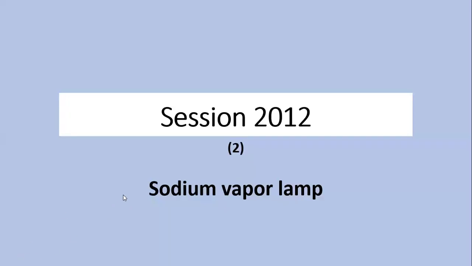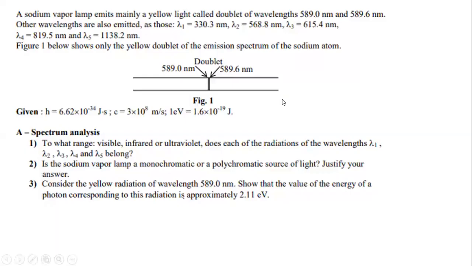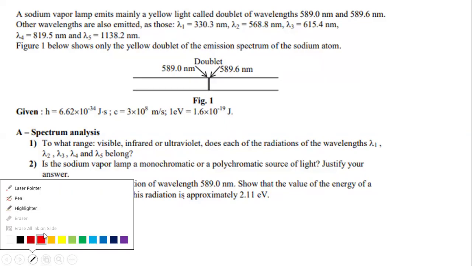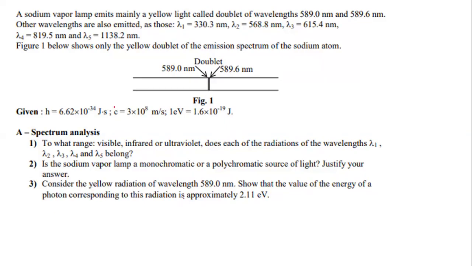So, session 2012, sodium vapor lamp. We're talking now about the atom. A sodium vapor lamp emits mainly a yellow light called a doublet of wavelength. So we have the wavelengths lambda 1 and lambda 2. Other wavelengths are also emitted: lambda 3, lambda 4, and lambda 5. Figure 1 below shows only the yellow doublet.